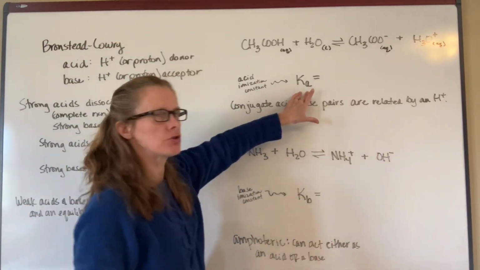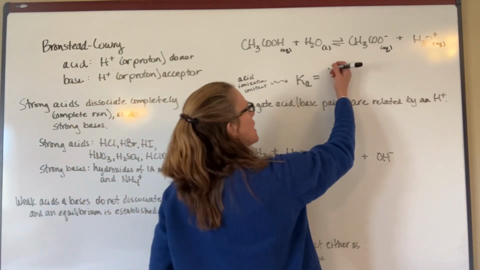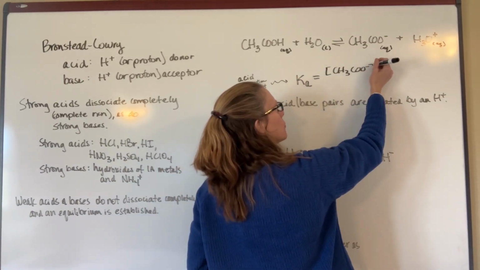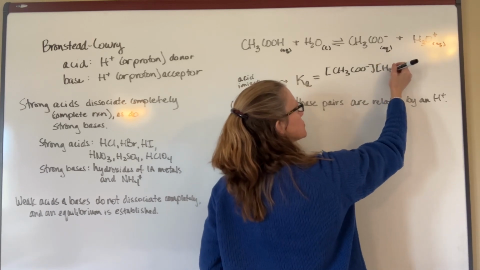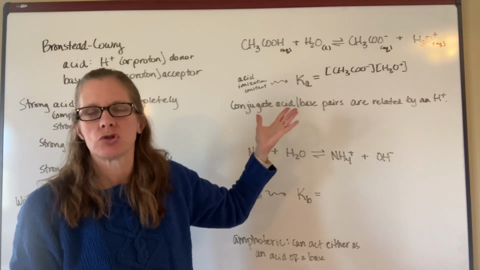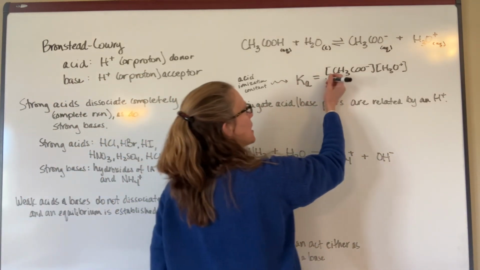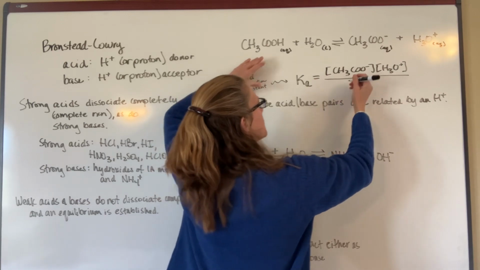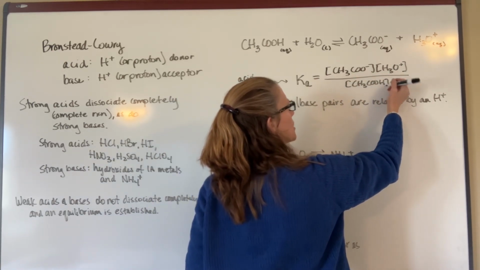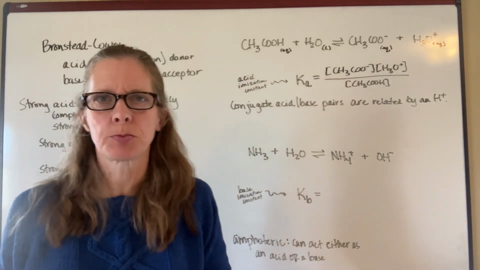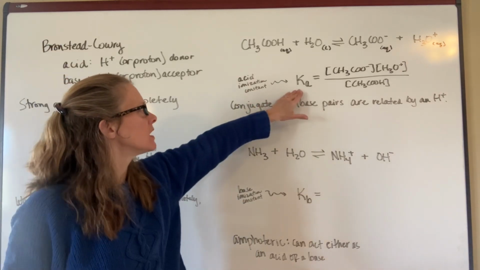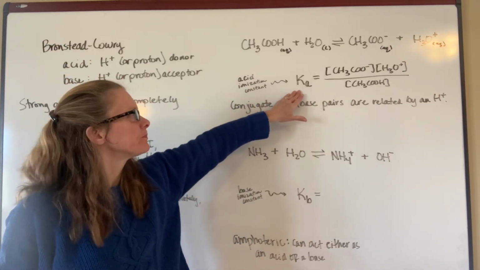So the acid dissociation constant for acetic acid is going to be the concentration of CH3COO minus times the concentration of H3O plus, and all the coefficients are 1, so obviously I don't have any superscripts, and I'm going to divide that by the concentration of acetic acid. And all of those, just like before, are going to be expressed in moles per liter, so there's nothing different there than what you've already learned. So that's an acid ionization constant.